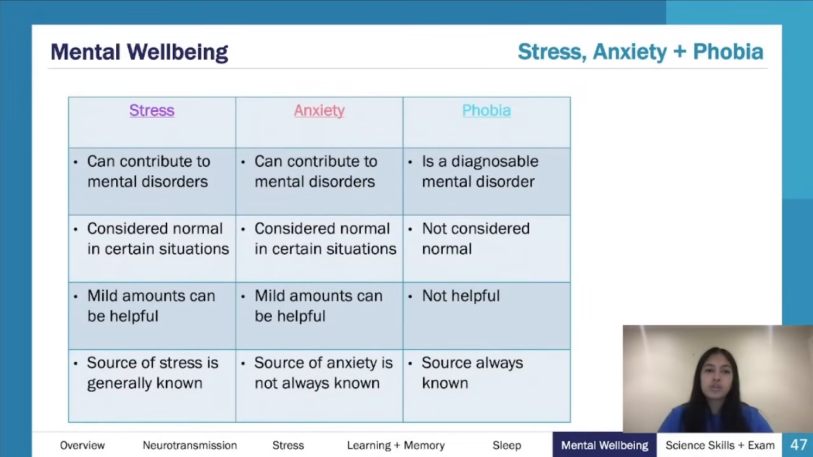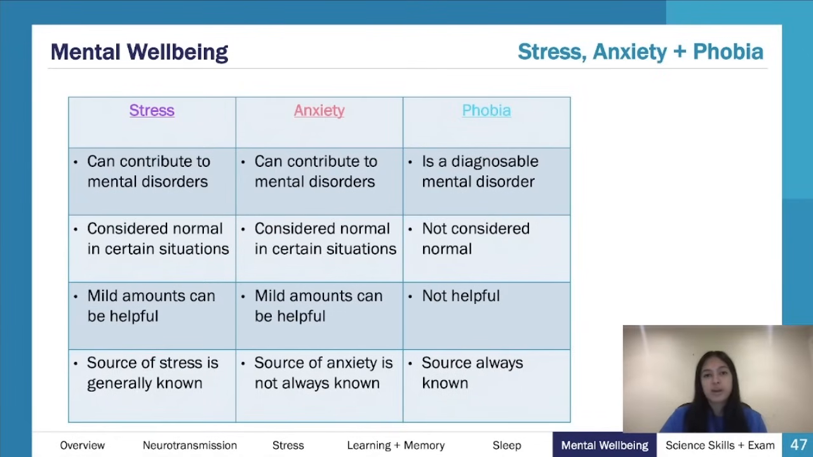Okay, moving on to this idea of stress, anxiety, and phobia. Again, you can think about the continuum. You can think about defining mental well-being in terms of levels of functioning and that sort of thing. Stress, you should be all over, because we've covered that in unit 3. Anxiety and phobia. Anxiety, think about when you discuss future worries. So it's this idea of impending doom, something in the imminent future that poses a threat. That's how we differentiate maybe stress and anxiety a little bit.